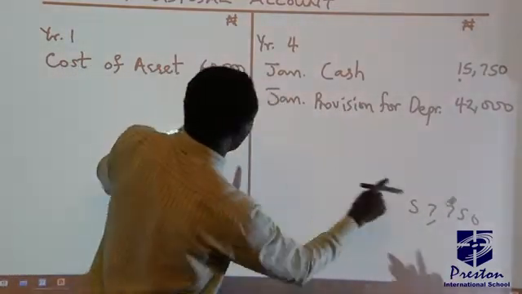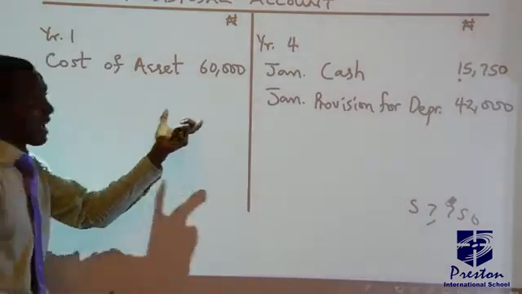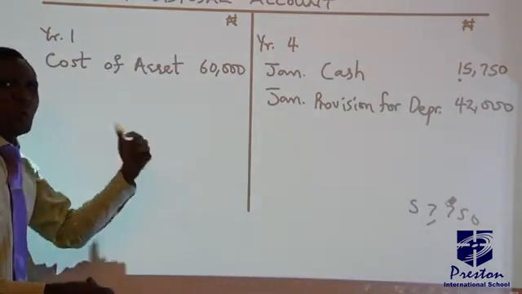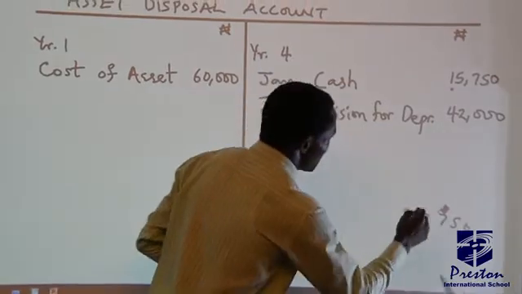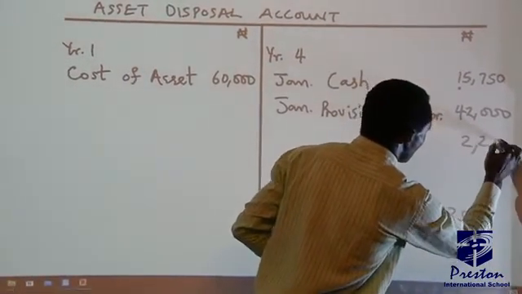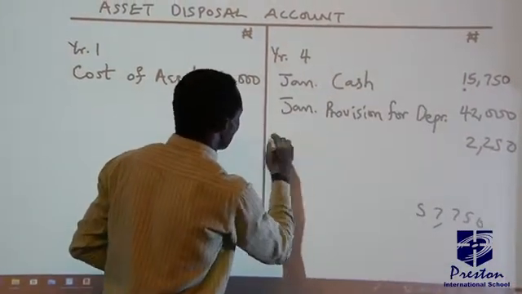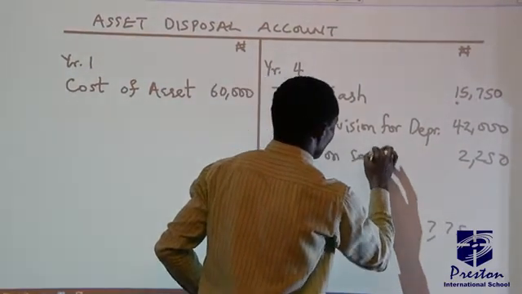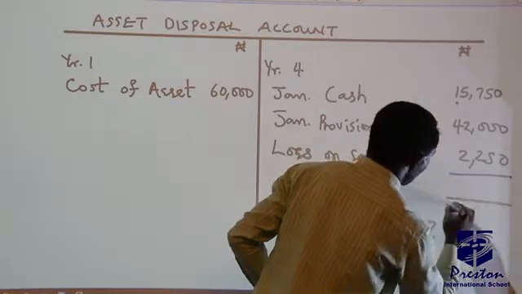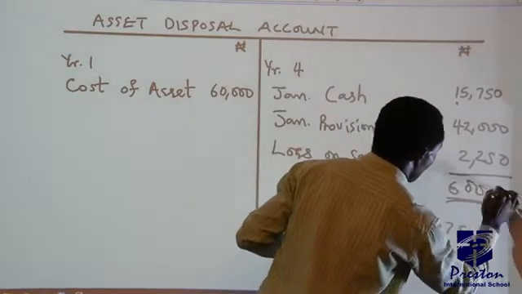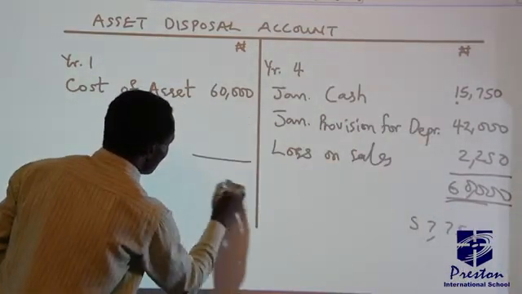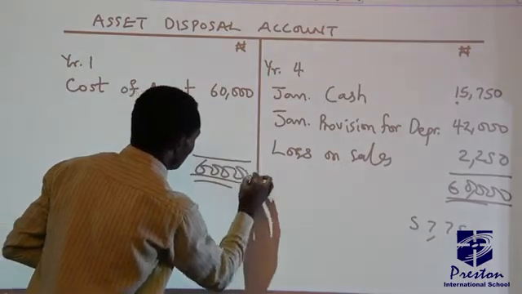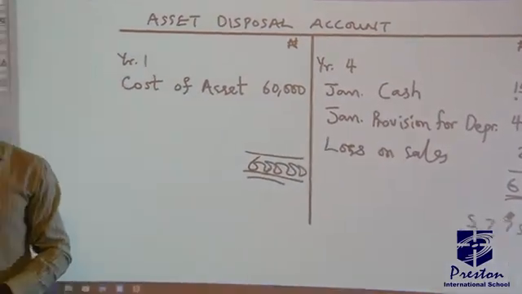That is 57,750. If we look at the difference, we'll discover that the debit side is greater than the credit side. That means we made a loss on the asset. And the loss of how much? 2,250. That is loss on sales. Therefore, with the loss on sales, that gives us 60,000 here and 60,000 here. Thank you very much, and God bless you.